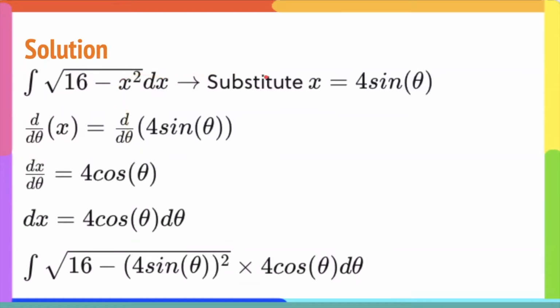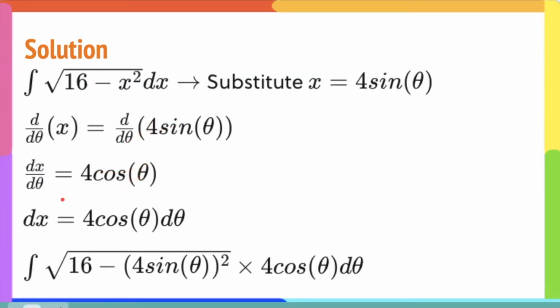After that, we differentiate both sides of the equation with respect to theta. The left side just becomes dx over d theta. And on the right side, you know that the derivative of 4 sine of x is 4 cosine of x. So the derivative of 4 sine of theta with respect to theta is just 4 cosine of theta.